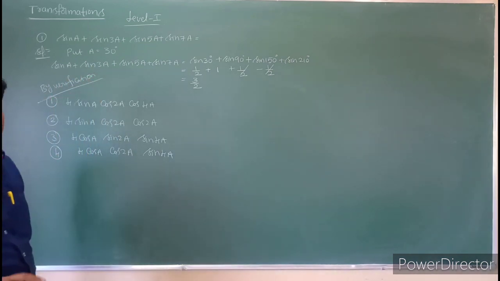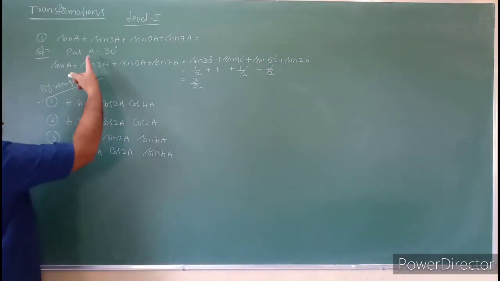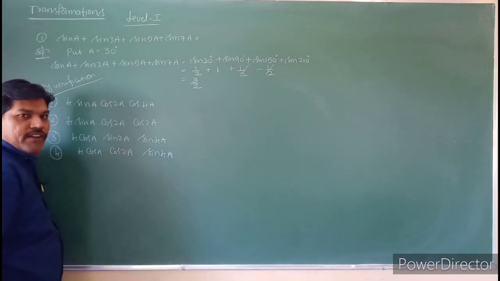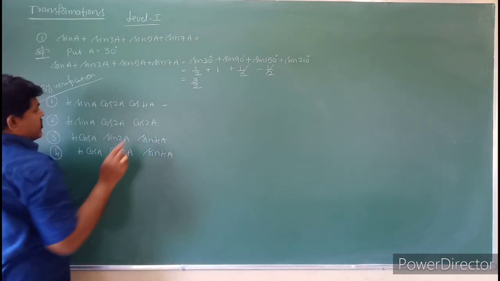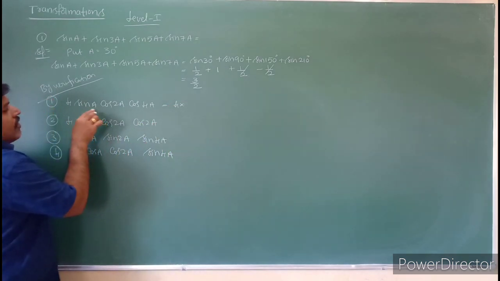By verification, I am going to verify the answer. I will substitute this A in these options. So what is the answer? You will get 3 by 2. That is, I will take the answer. So see this one here, students. What I will do is 4 into sin 30. What is the sin 30?